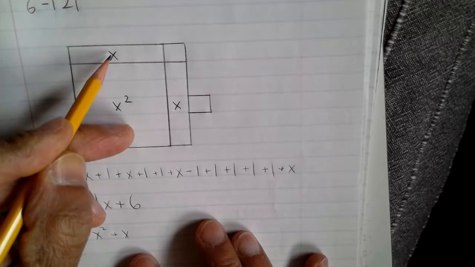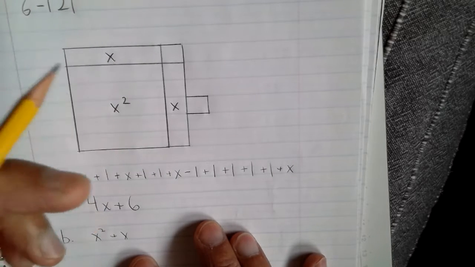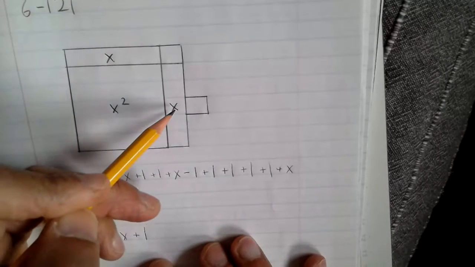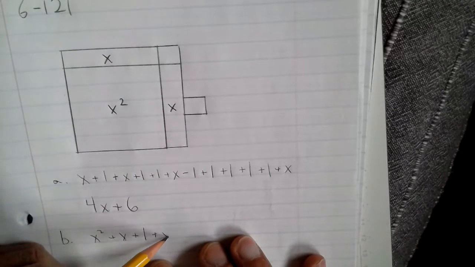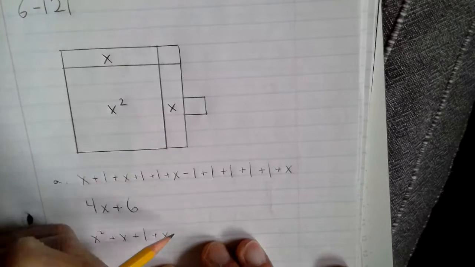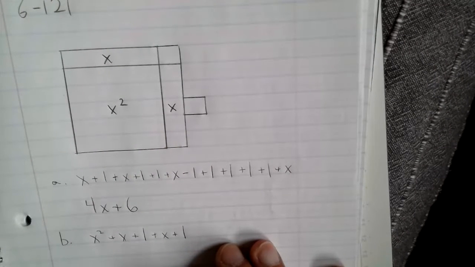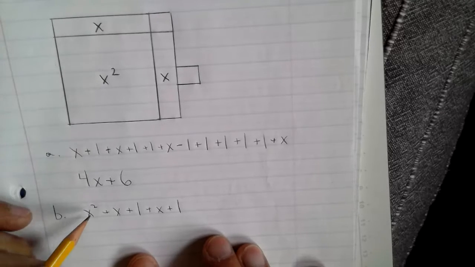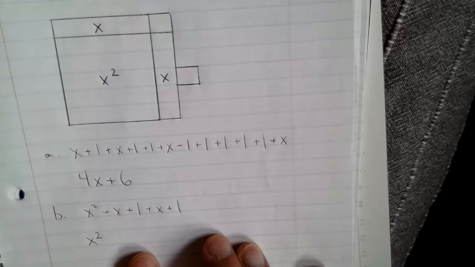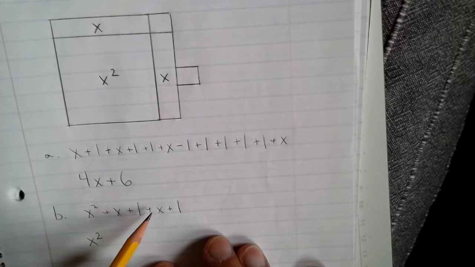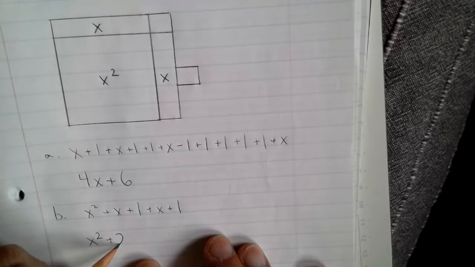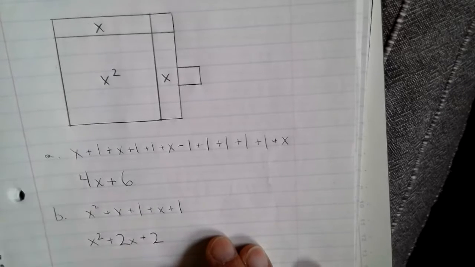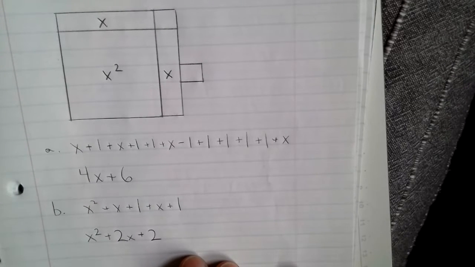x. Plus 1. Yes. Add that x. Plus 1. Now we can combine the like terms. We have x squared. There's one of them. Let's write it. X squared. X and another x plus 2x. 1 plus 1. So there we have our area.